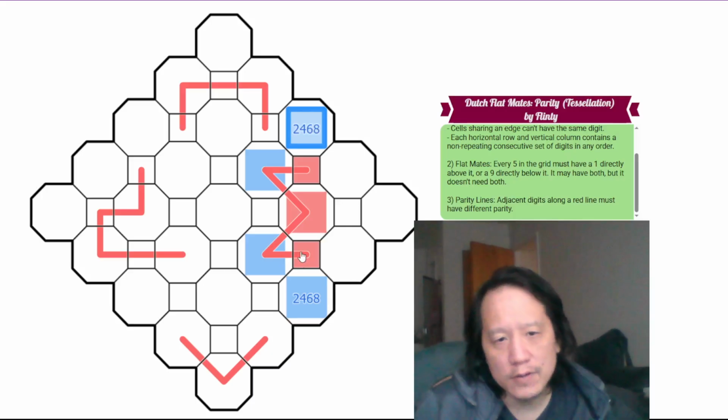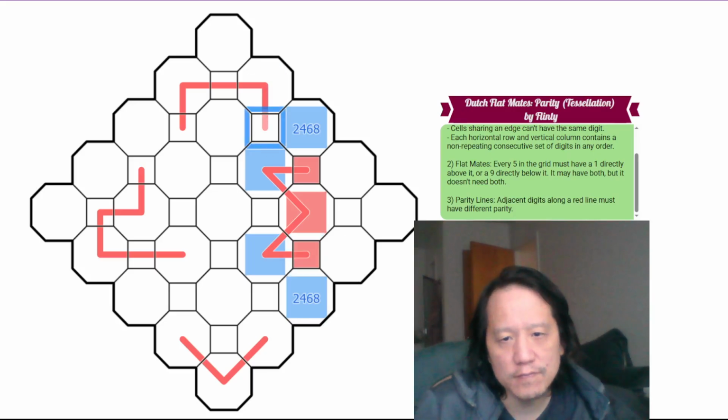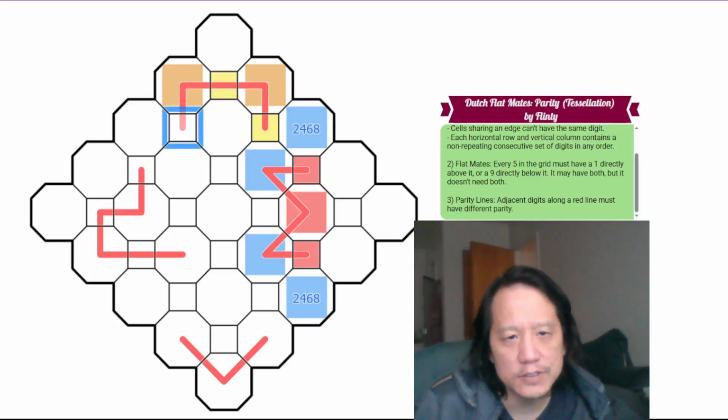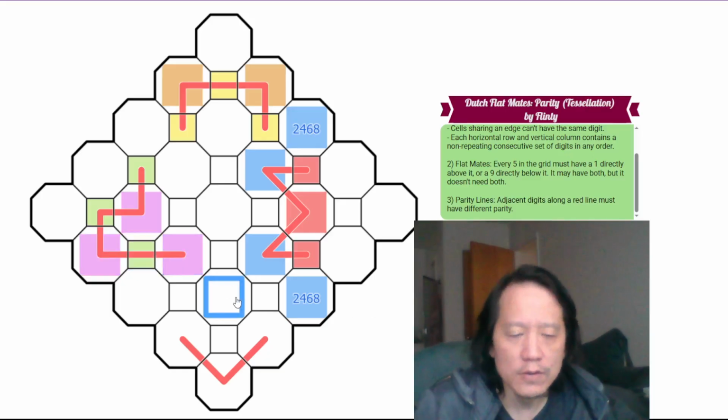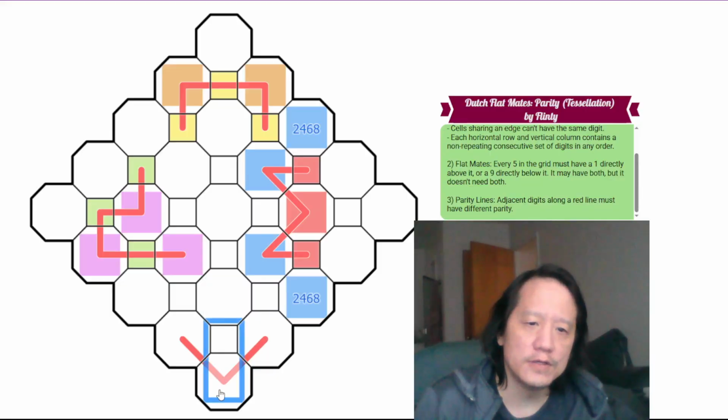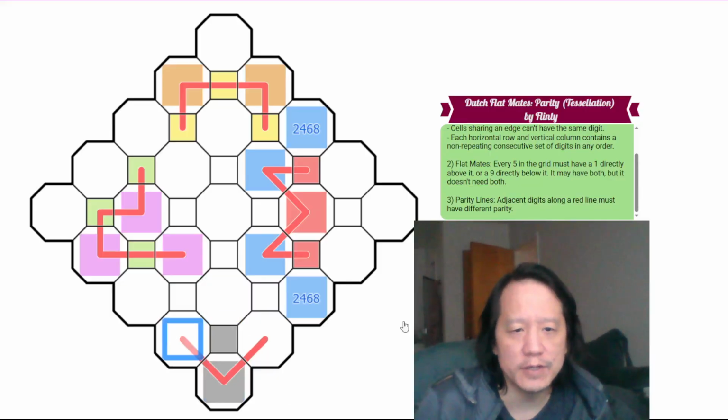If these are different, let's make it orange and, I don't know, orange and yellow here. Orange, yellow. And then we'll make this green and pink. These are the same. We're gonna make these medium and dark.